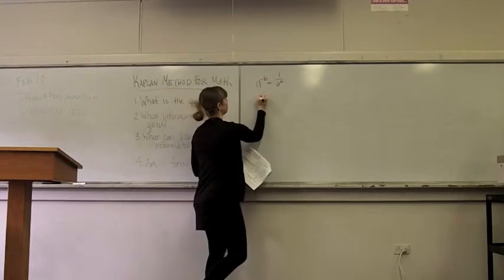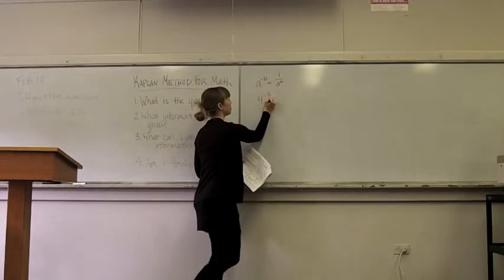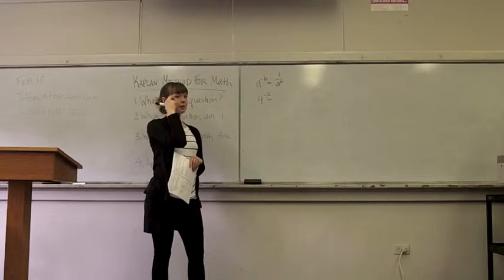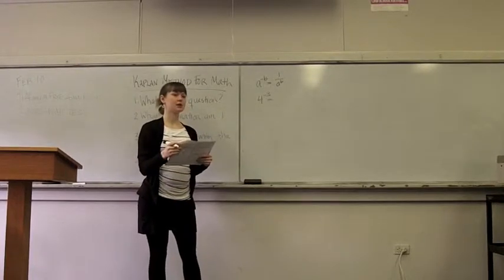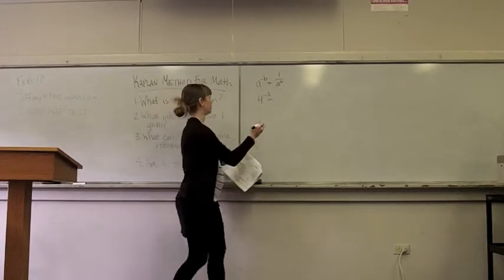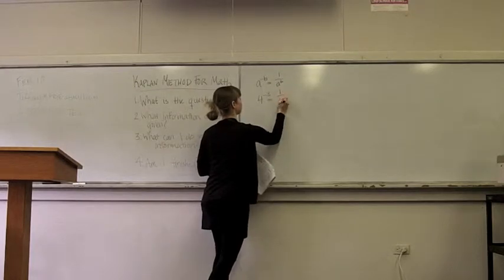So our example, 4 to the negative third, what are we going to get there? 1 over 4. Yes, 1 over 4 to the third. Perfect.